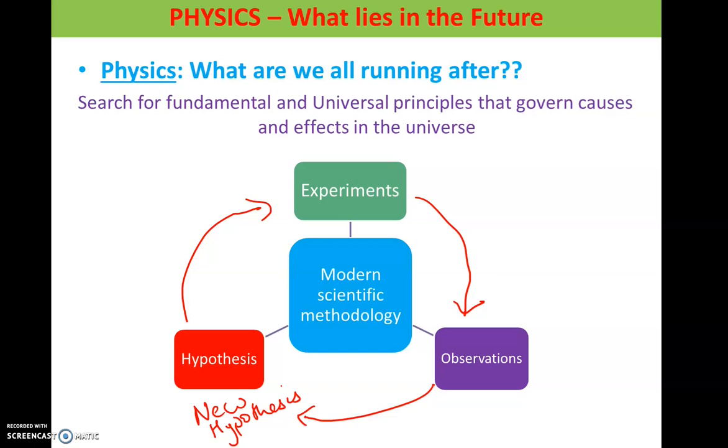The agreed upon methodology now is that we have to come up with some hypothesis, and we have to test that by doing some experiments. Once you do the experiments, you have to record your observations, have enough data collected, and draw enough conclusions. And then you might have to revise your hypothesis and come up with something new. This is our modern scientific methodology that we follow.